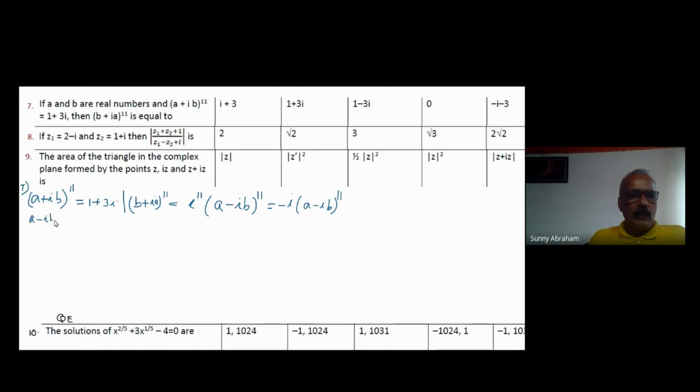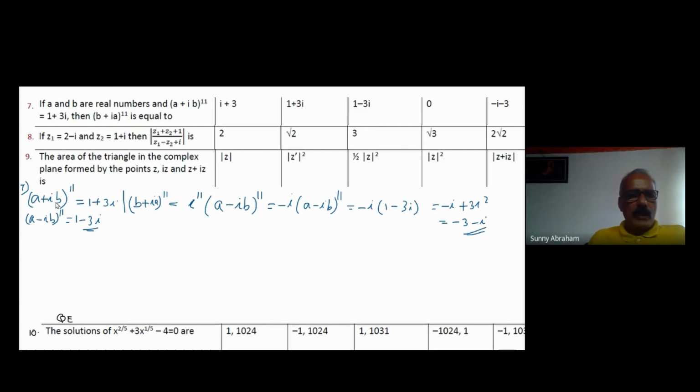(a − ιb)^n, n meaning 11, is equal to 1 − 3ι. Taking conjugate, this is equal to −ι into (1 − 3ι). So this is equal to −ι + 3ι², that is equal to −3 − ι. Your answer: −3 − ι.